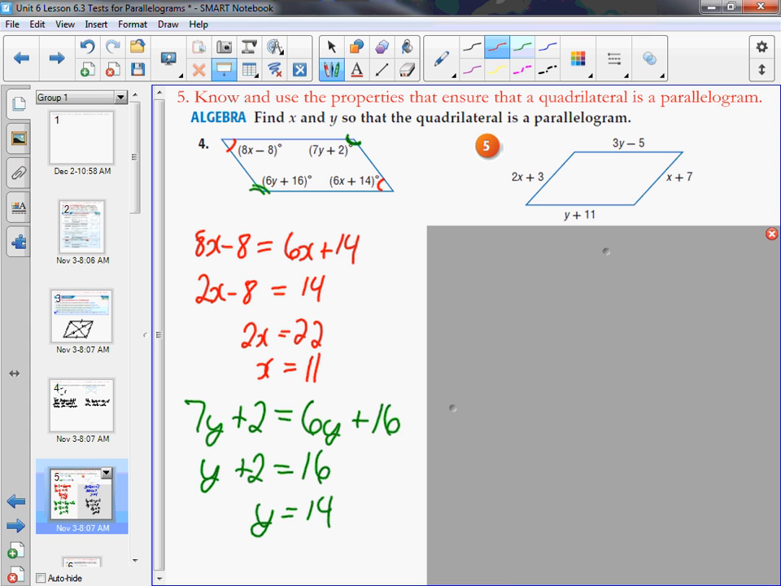Okay, on number 5, how are you going to set that one up? Same way, it's just sides instead of angles, isn't it? Okay? So opposite sides must be congruent. To make that a parallelogram, we must make it so that the opposite sides are congruent. So set up your two equations and solve them.